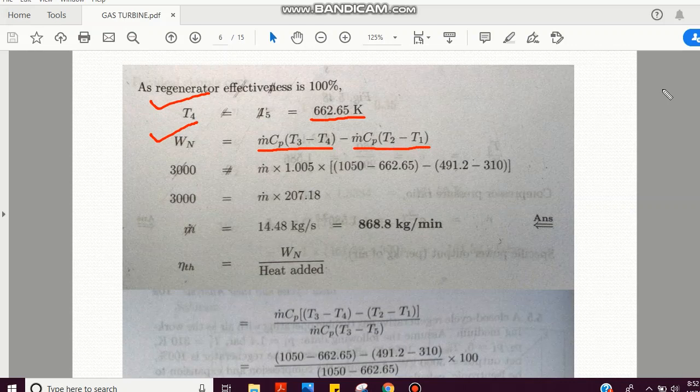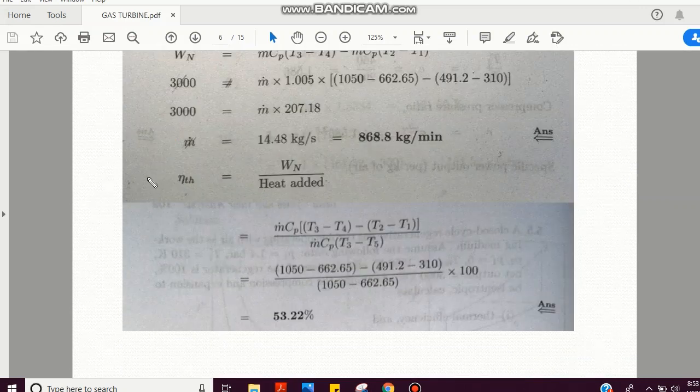Now by substituting all these values, the net work output, Cp and temperature values, we can find out the mass flow rate value. So the mass flow rate m dot is 14.48 kg per second, or 868.8 kg per minute. Okay, this is the value of mass flow rate.